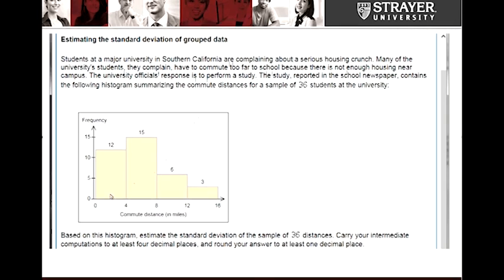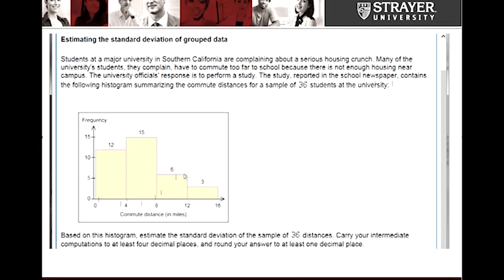What does class mean? Sandra, hang on just a second, I'll get to it. It's right here. The study reported in the school newspaper contains the following histogram summarizing the commute distances for a sample of 36 students at the university. A class is a subdivision. So our different distances will get grouped into everybody that travels between 0 and 4 miles will be one group or class. Everyone who goes between 4 and 8 miles will be the second group or class.